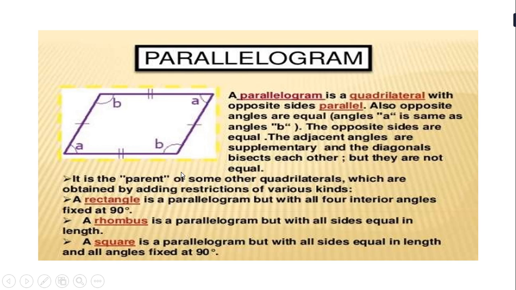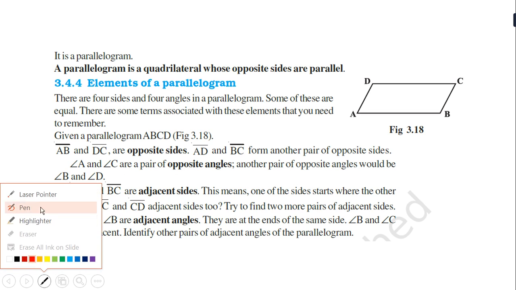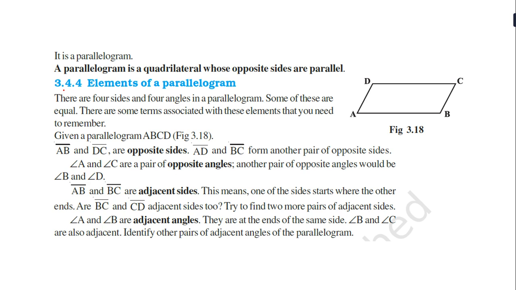So now we go according to the text. Now we go related with the text, topic 3.4.4, elements of a parallelogram. So already we have discussed that opposite sides are equal. So AB with CD are opposite sides. Angle A and C are opposite angles.